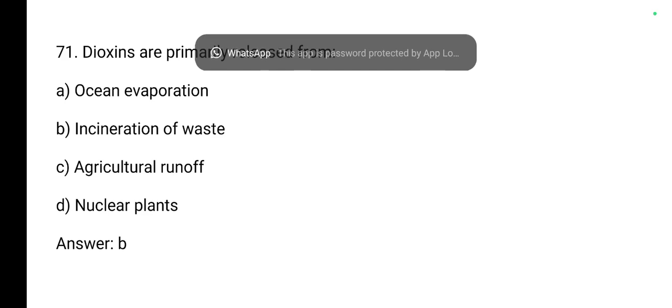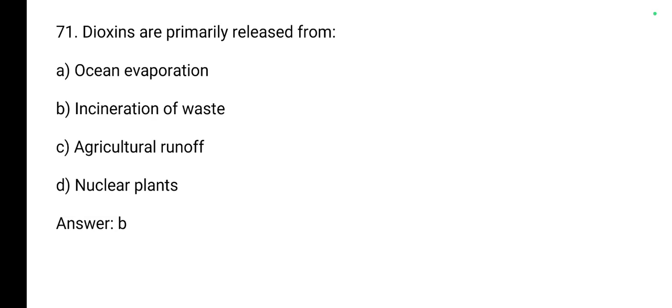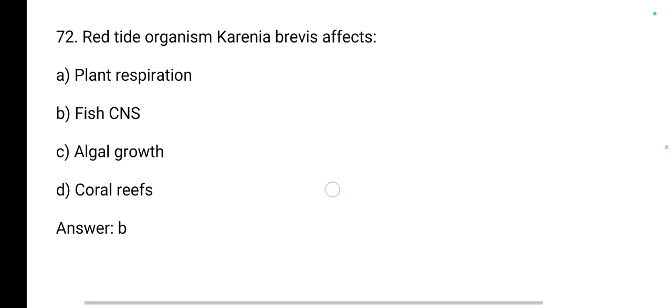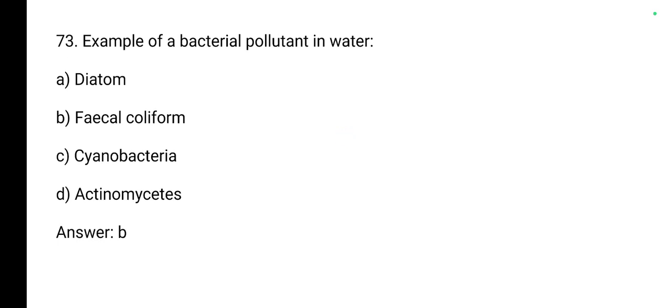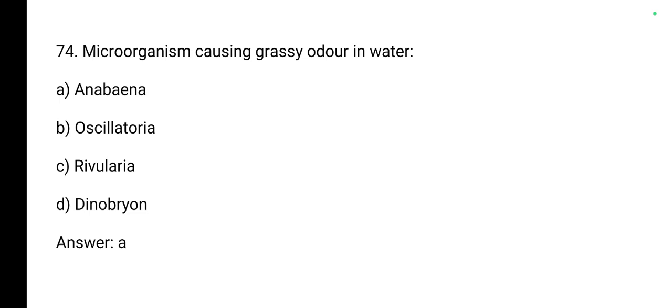Dioxins are primarily released from incineration of waste. Red tide organism Karenia brevis affects fish CNS. That is a neurotoxin. An example of a bacterial pollutant in water is fecal coliform. The microorganism causing grassy odor in water is Anabaena.